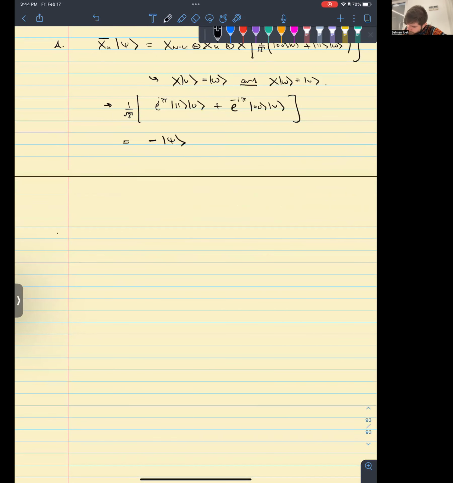I won't do the other ones because they're a bit more tedious. This one is roughly the same calculation. We will also need it. X_{n-k} tensor X_k tensor X acting on psi is equal to psi.